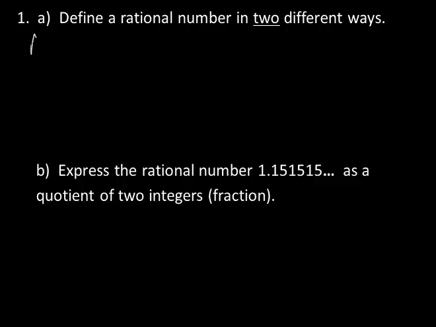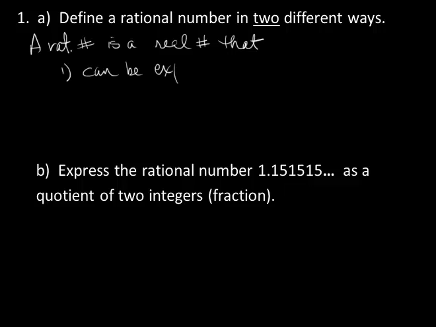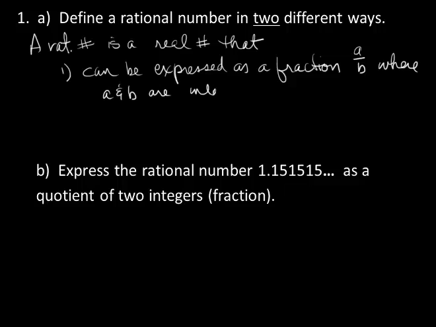Well, I would start with saying a rational number, you can just put RAT, is a real number that can be expressed as a fraction, A over B, where A and B are integers and B, the denominator, is not 0.